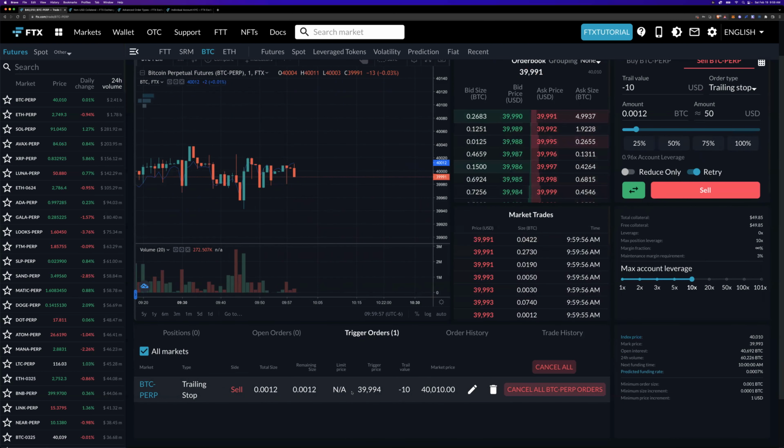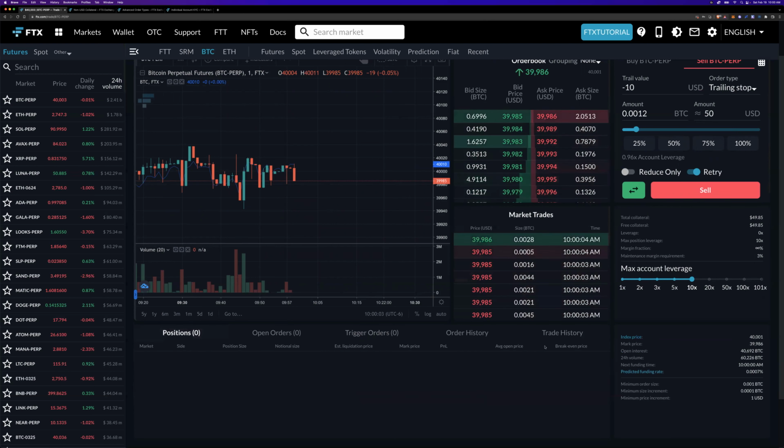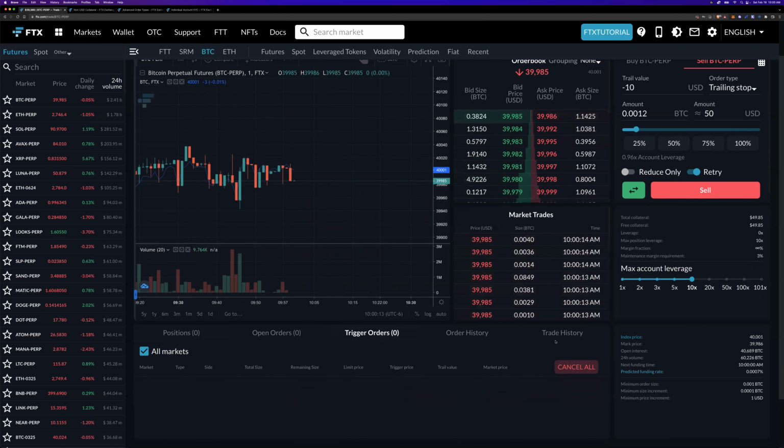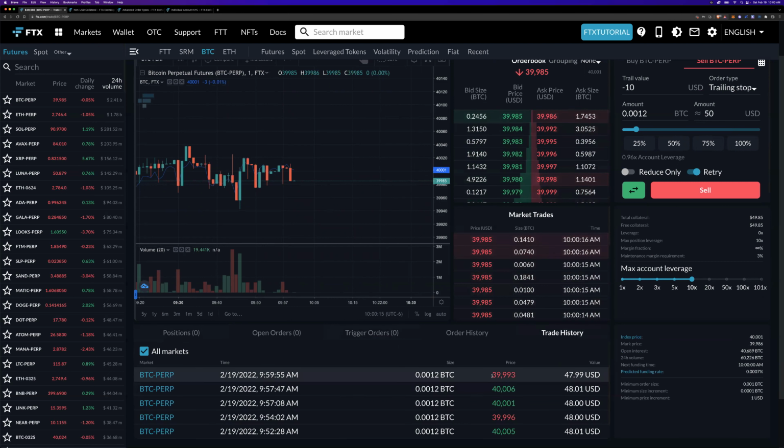This should have triggered now. So we should have gotten out of our position. See, $39,994 was our trigger. Guess what? We're no longer in the position. Let's go to trade history. Where did I get out? $39,993. So as you can see, I was slipped by $1, meaning the price tried to get me out at $39,994, but I got out at $39,993.